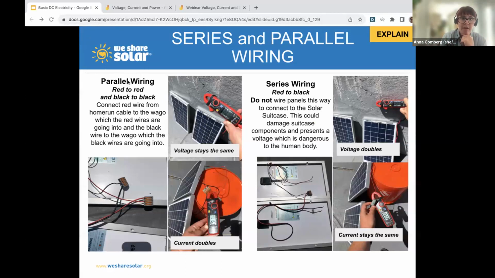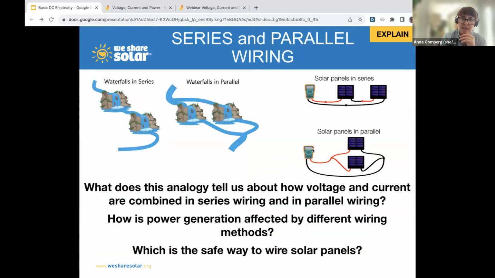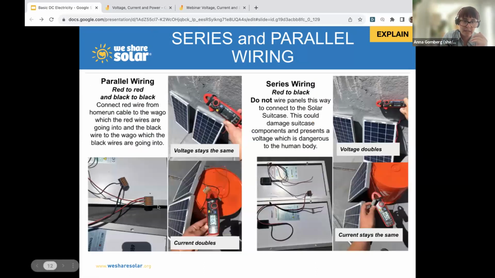If you do parallel wiring, you can see it's a bit easier to see on the previous slide: you connect the red wires together and the black wires together, whereas in series you make a circuit, red to black, red to black. This is what it looks like in real life. If you wire them in parallel, the voltage stays the same. These are very small and they power a 12-volt system, but the voltage I'm getting here is 20 volts, which is quite high. You don't want it to get much higher than that.